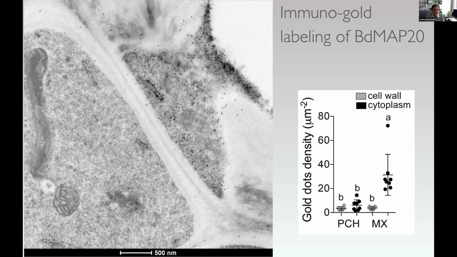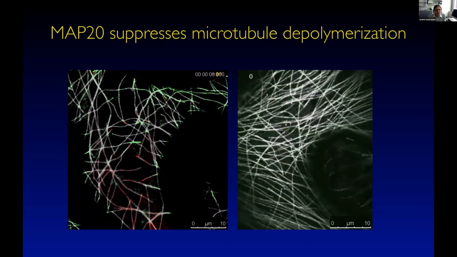So in our lab, we identified a protein. It's called MAP20. This immunogold micrograph shows that this protein accumulates at the sites of pit formation. And we also quantified it. The density of gold particles is much higher at the pit, but not on the other side of the cell wall where there is no pit. And so MAP20 is a microtubule stabilizing protein.